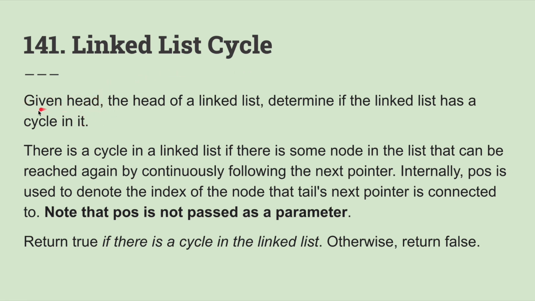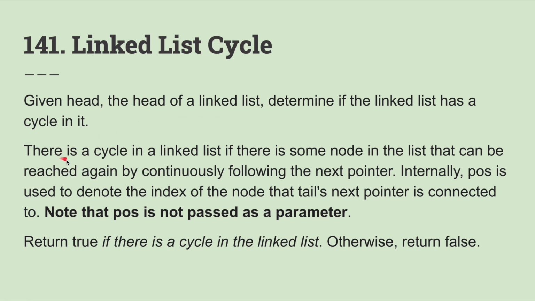So here is the problem. You are given the head of a linked list. Determine if the linked list has a cycle in it. What is your job? Your job is to determine if there is a cycle in it. As we have discussed earlier, you have seen the cyclic linked list. You are given the head of the linked list, and your job is to determine if there is a cycle in it or not.